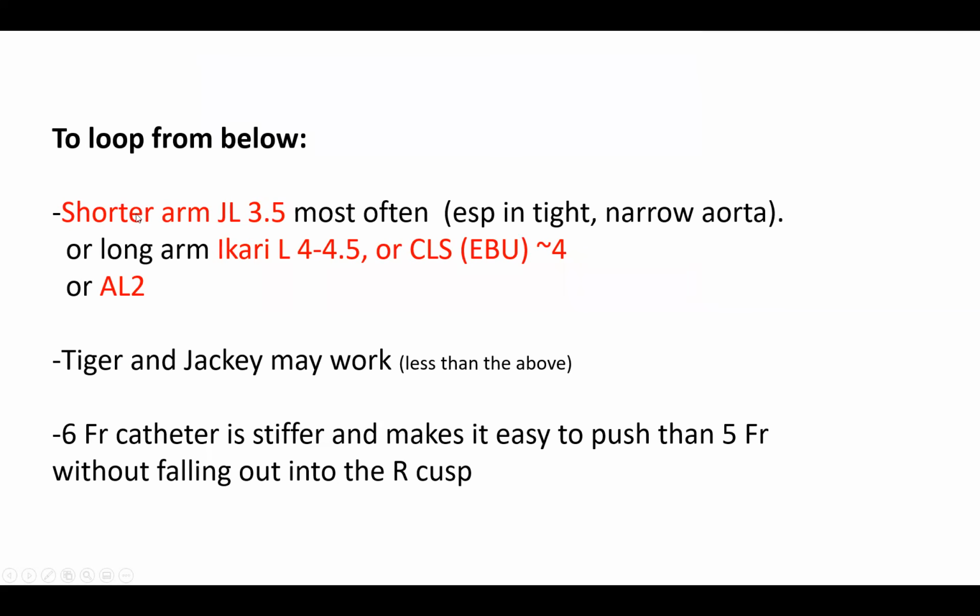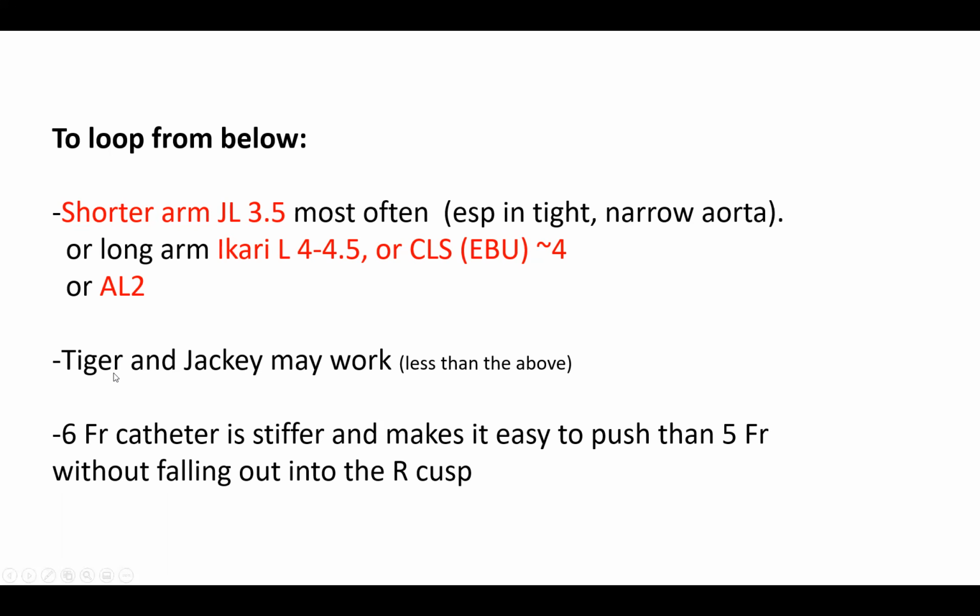So to loop from below, what catheters do we need? We use a shorter arm Judkins left 3.5, which is also the same catheter we use to engage from above. In terms of guiding catheter, when you're looping from below, contrary to diagnostic catheter, where we use a shorter Judkins left, the same one we use to engage from above, when you're using guiding catheter, you actually need a longer arm guiding catheter, like Ikari left 4, 4.5, or CLS 4. Or you can use Amplatz left 2.